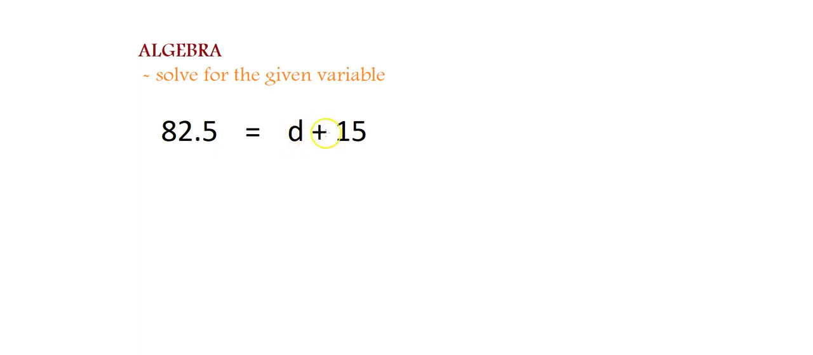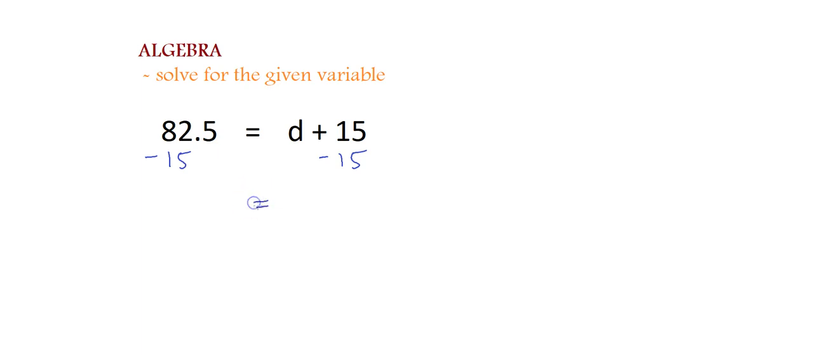So here we go. We've got d plus 15. We want to just leave the d. So how do we get rid of adding 15? Well, we do the opposite of adding 15, which is to subtract 15. So we do the inverse. And we must do it to both sides because we just agreed that whatever we do to one side, we must do to the other to keep the whole equation balanced.